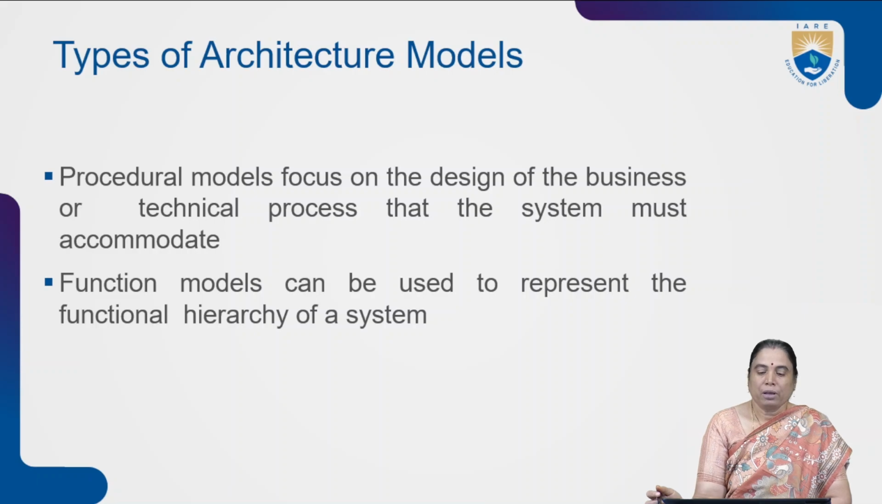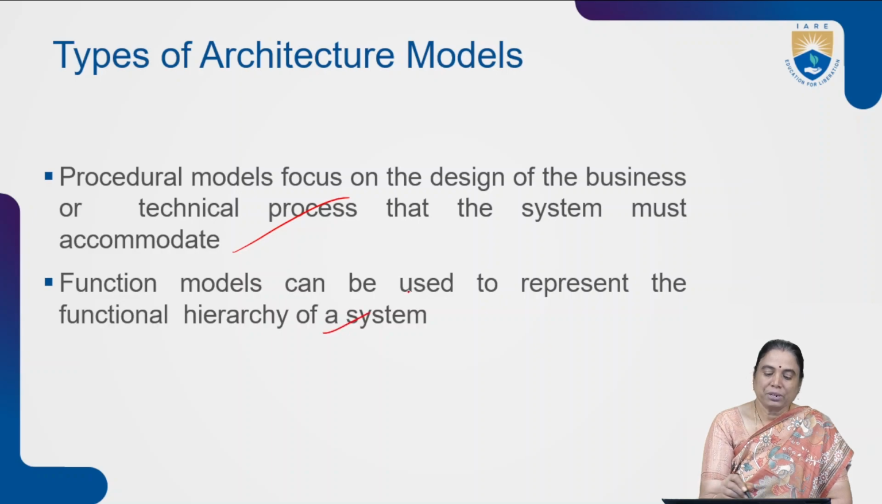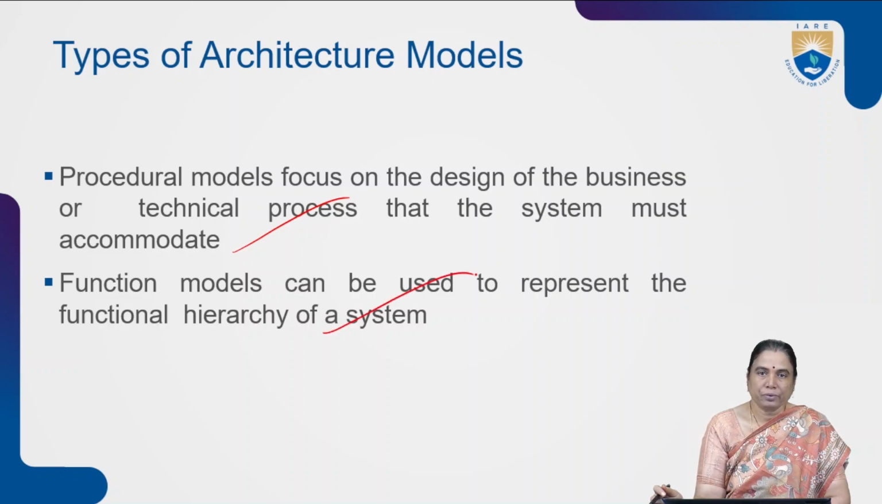Another type of architectural model is the procedural model, which focuses on the design of the business or technical process that the system must accommodate. The last model is the function model, which can be used to represent the functional hierarchy of a system.